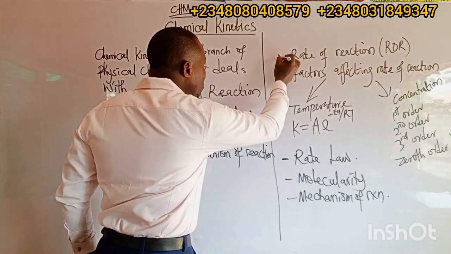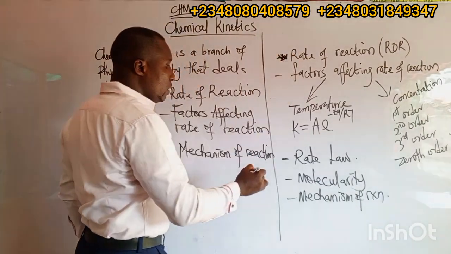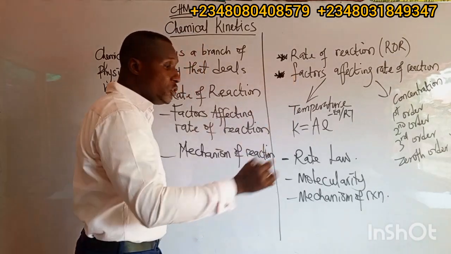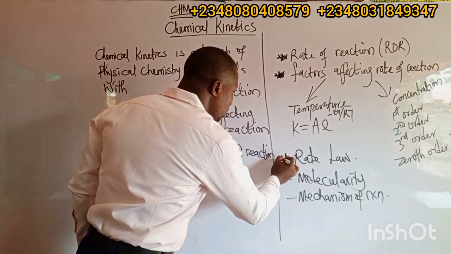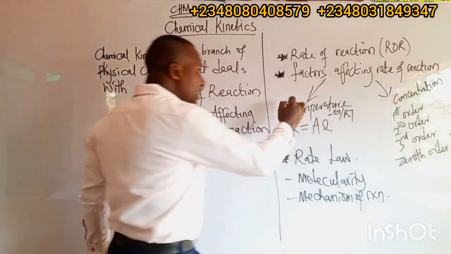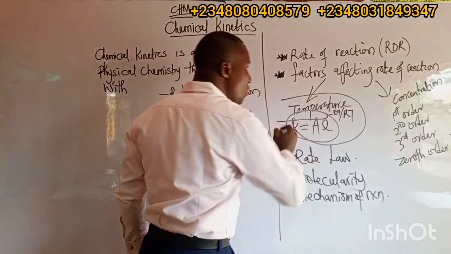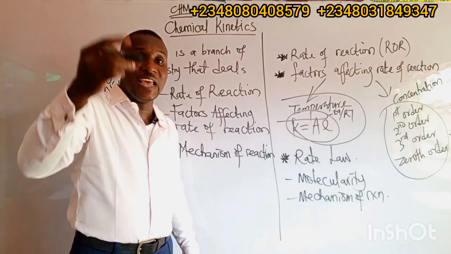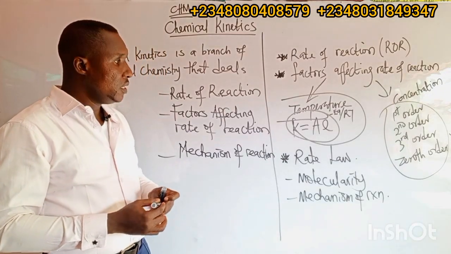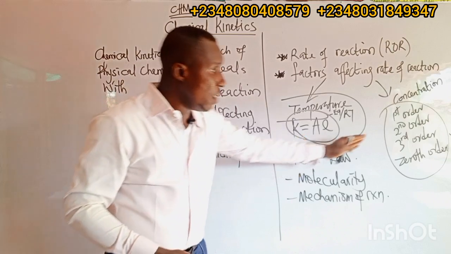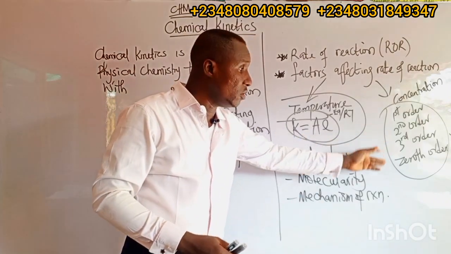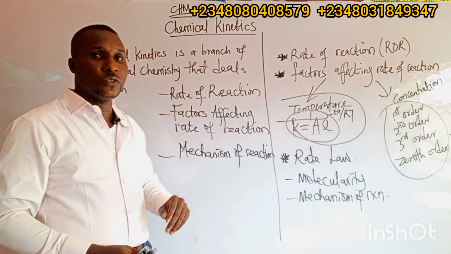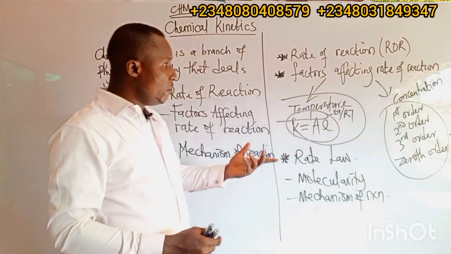But in this video, we are going to look at three things rather. We shall discuss rate of reaction. We shall discuss factors affecting rate of reaction. We shall discuss rate law. Then this Arrhenius equation and order of reaction will be discussed in the next video. Take note of that. The orders of reaction, first order, second order, third order, zeroth order, and pseudo order, we shall discuss in the next video. But let us start.